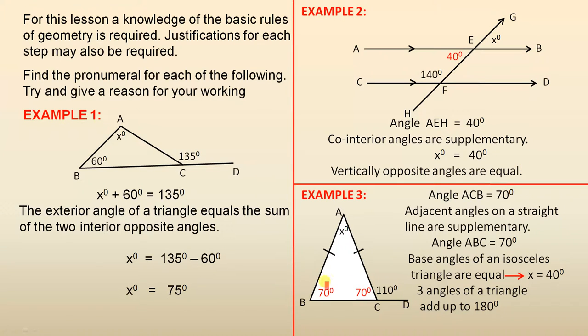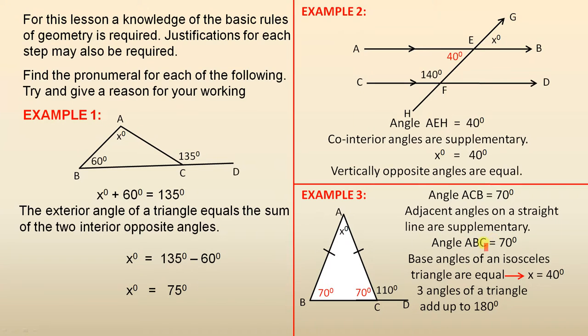Example 3, we have an isosceles triangle. We're given the exterior angle and we have to find x, the angle here at the apex. Angle ACB equals 70. In other words, this angle here is 70, and the reason for that is adjacent angles on a straight line are supplementary. So 110 plus 70 is 180.